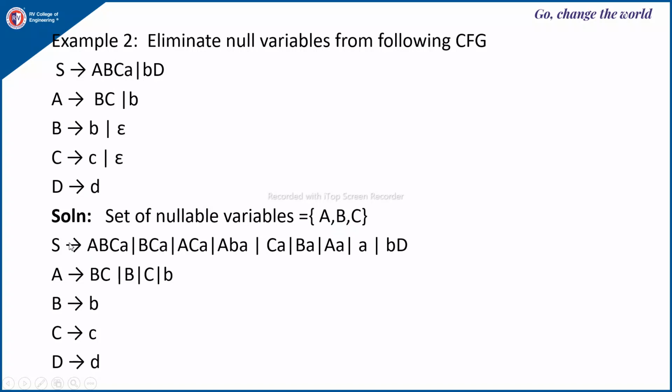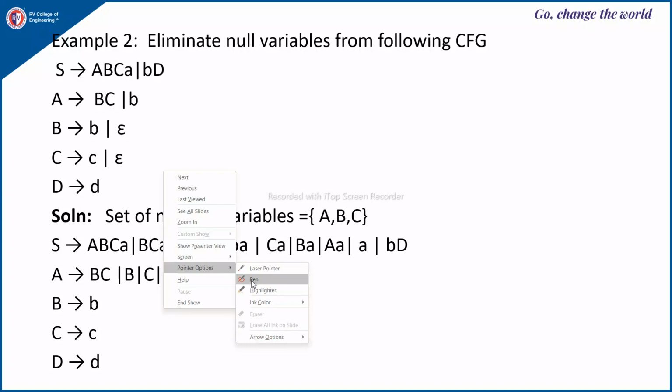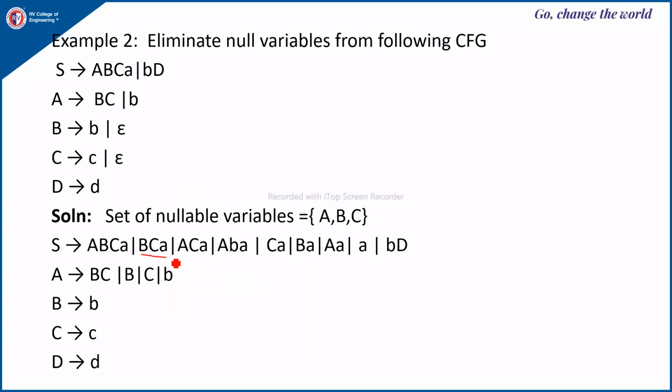And now retain all the productions except the null productions, and A, B, C are the nullable variables. So you have retained the production as it is, that is by removal of 0 nullable variables. Next, removal of 1 nullable variable. So what I will get here is, this is obtained by replacing A by epsilon. So you'll be getting BC. Now this will be obtained by replacing B by epsilon. This is obtained by replacing C by epsilon. And these are the three productions which are obtained by replacing one nullable variable.